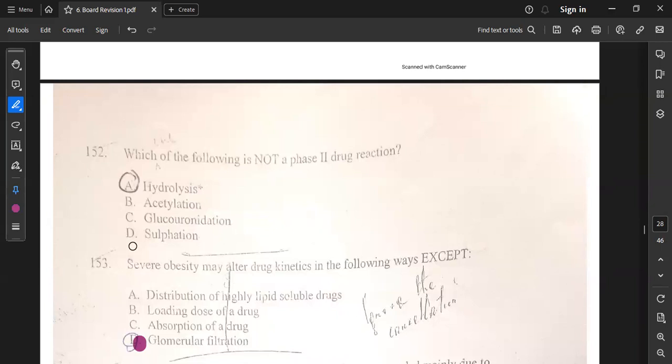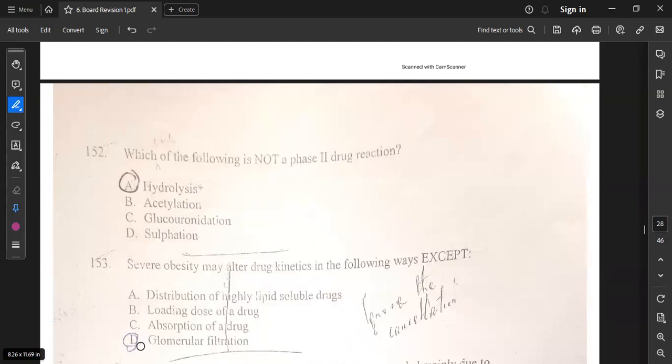Does obesity increase absorption? Hello is saying he'd go with the loading dose. Why? Hello, you can unmute or type further. Because the other choices remaining there are basically the pharmacokinetics: distribution, absorption, and elimination. Yeah, so loading dose seems like the odd one.